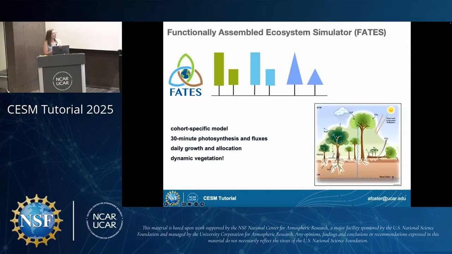Okay, so FATES, the Functionally Assembled Ecosystem Simulator, is trying to model this. It's a cohort-specific model, meaning that we're modeling individual trees, although they're cohorts that are representative of some number of trees. So it's not individual trees, it's cohorts of trees. We're still, importantly, modeling this 30-minute, or however many, but it's canonically 30-minute photosynthesis and other fluxes over time. But then we have daily growth and allocation, and thus we get dynamic vegetation.